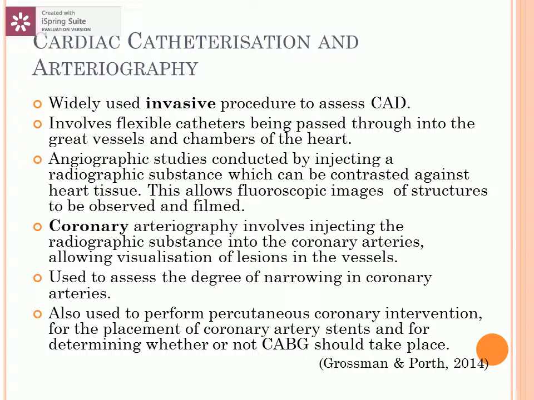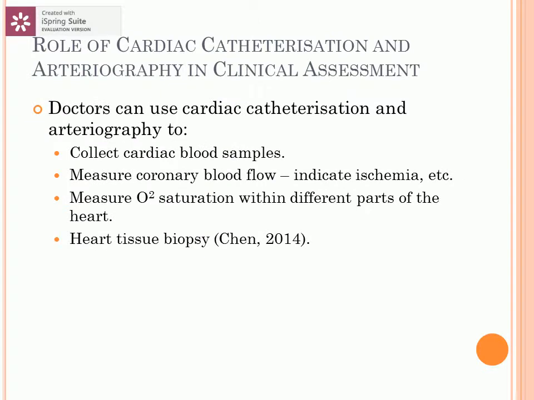It's used to assess the degree of narrowing in coronary arteries, and used to perform percutaneous coronary intervention for the placement of coronary artery stents and for determining whether or not CABG, as we mentioned before, should take place. So the role of cardiac catheterization, arteriography in clinical assessment: doctors can use cardiac catheterization and arteriography to collect blood samples in the heart, to measure coronary blood flow and use that to indicate ischemia, measure O2 sats within different parts of the heart, and heart tissue biopsies.